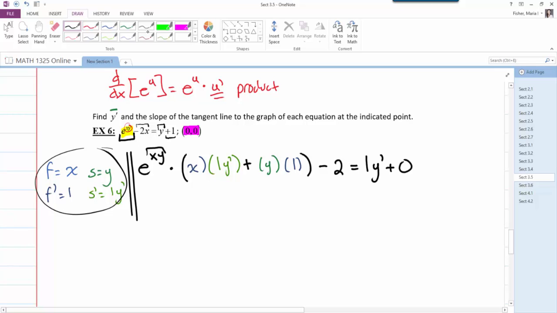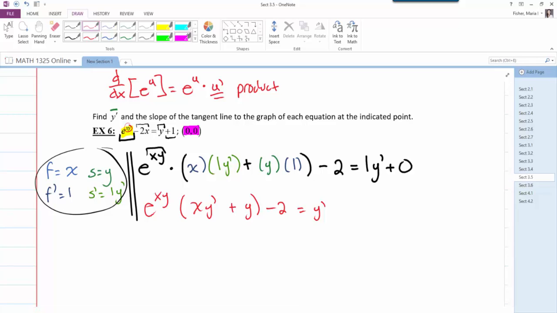And let's clean this up as best we can now. So we have e raised to the xy times, and here, well, x times 1 y prime is just going to be xy prime. And this is minus 2, and it equals just y prime, because we don't need that 0 there. We need to get all the y primes on the same side, but the problem right now is that we have a product going on over here on the left with a y prime.